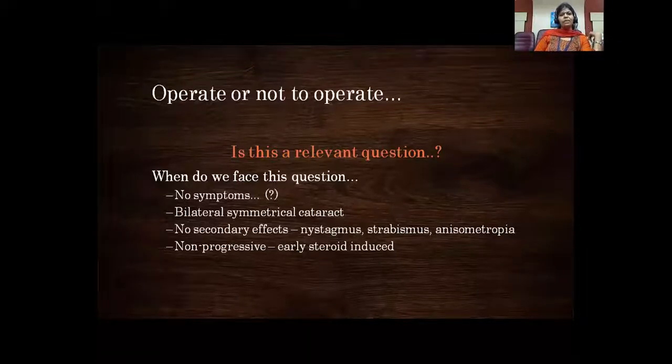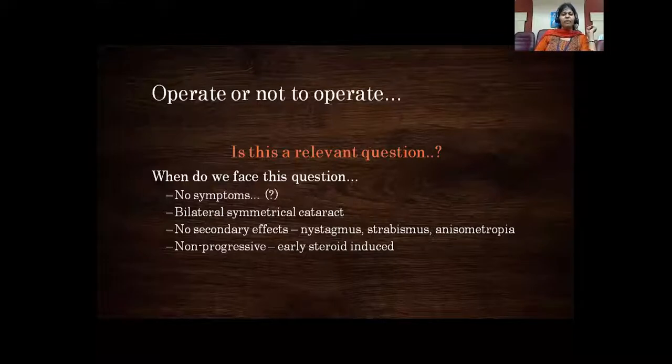And bilateral symmetric cataract in a little younger child where there may still be no symptoms without any secondary effects like nystagmus, strabismus, anisometropia. When you're able to check the vision in a child, and if the visual acuity for near especially is N6 and distance is at least 6/12 in both eyes, you can observe the cataract, because when we operate a child for cataract, once and for all, we remove accommodation.